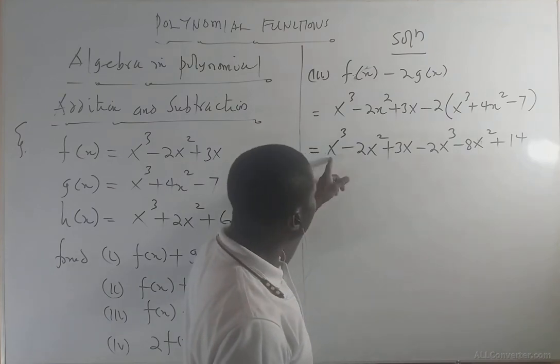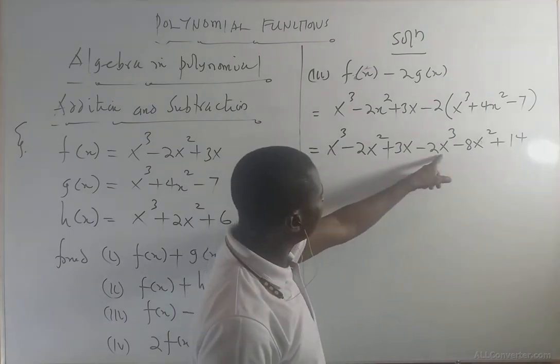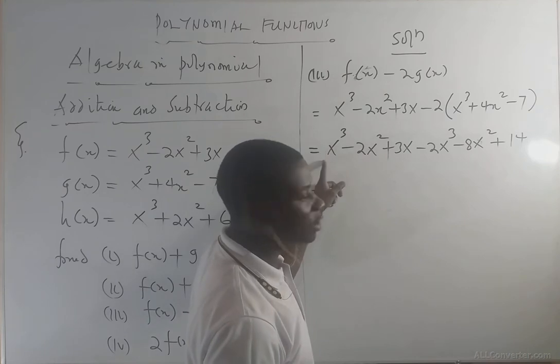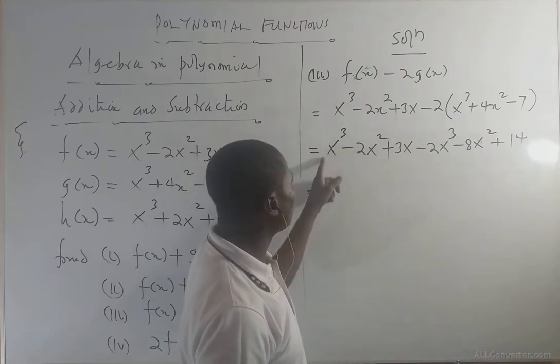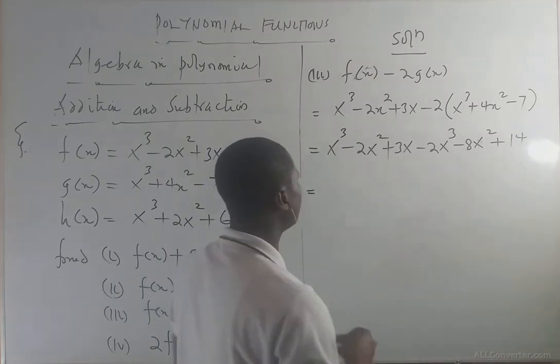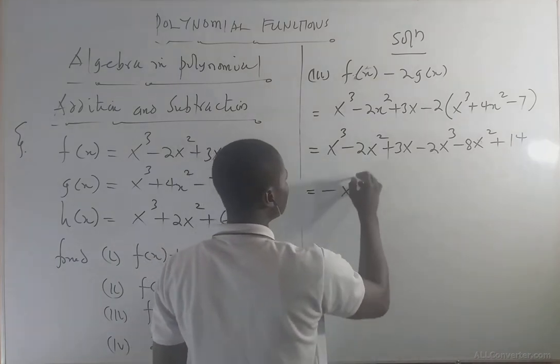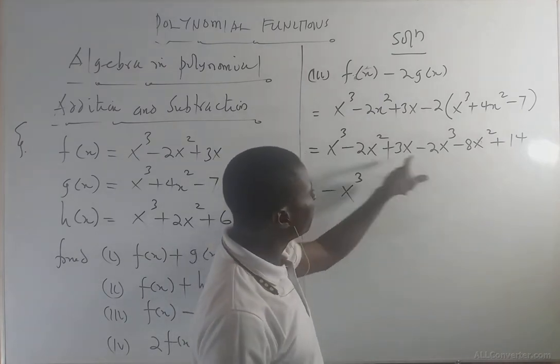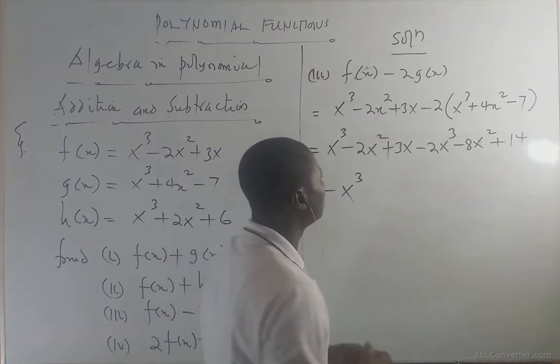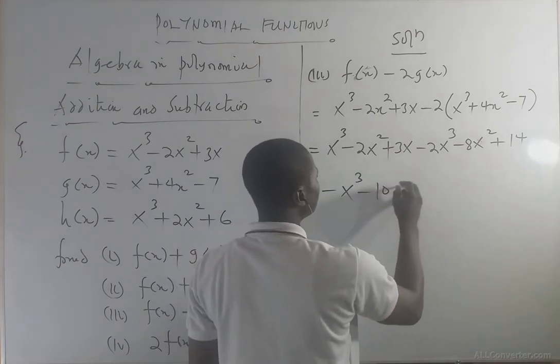We have s cubed term here. Then we have another s cubed term here. But the coefficient of the s cubed term here is 1. And the coefficient of the s cubed term here is minus 2. So we have 1 s cubed minus 2 s cubed. And that will give us minus s cubed. Now we check the s squared term. We have minus 2s squared term minus 8s squared term, and we are going to have minus 10x squared.